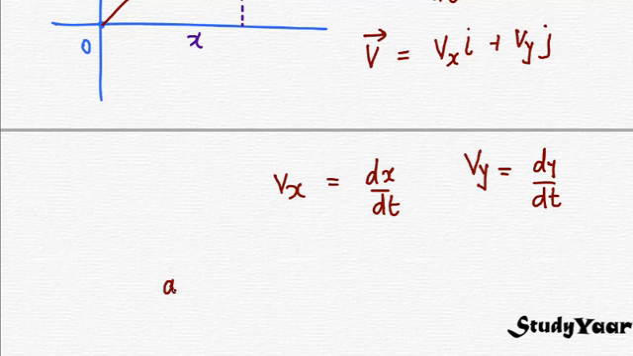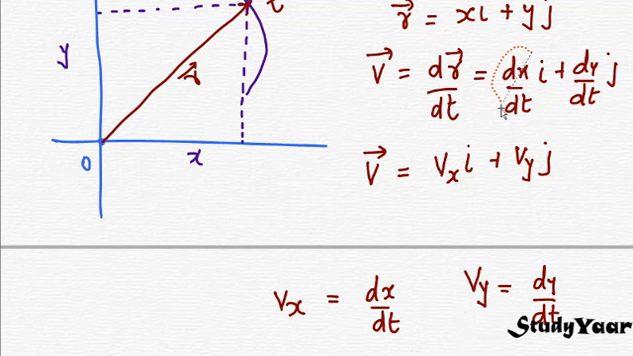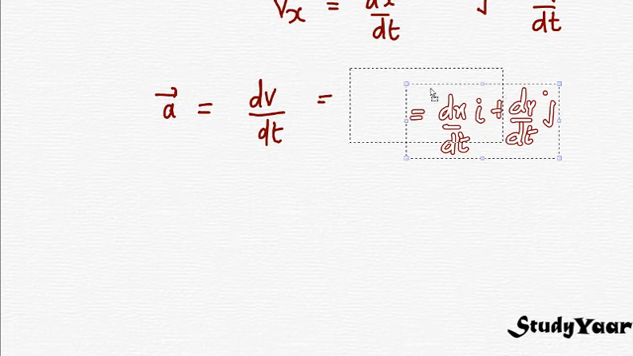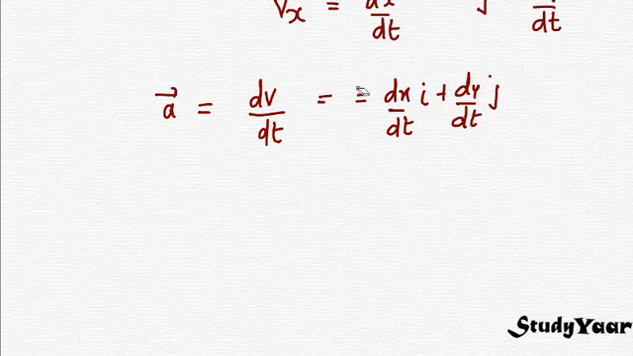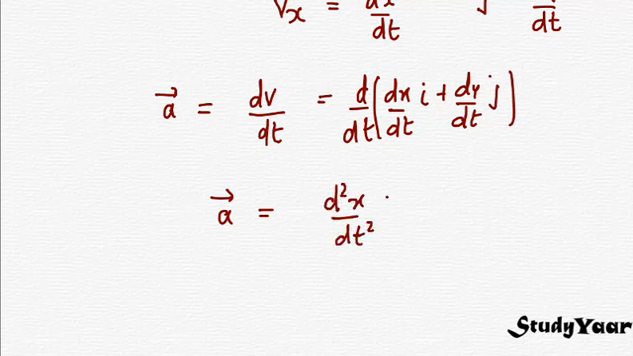Similarly, we know that acceleration again is what? Acceleration is dv by dt, which is equal to this. If I just copy this expression over here and I paste it over here, so I have copied the expression for v. So this is d by dt of this whole thing. Therefore, my acceleration is what? My acceleration is d square x by dt square i plus d square y by dt square j.